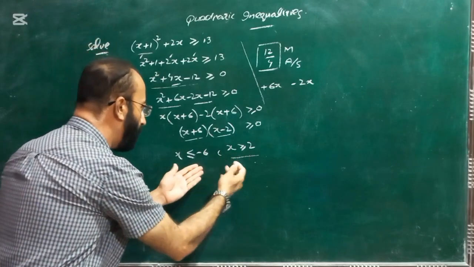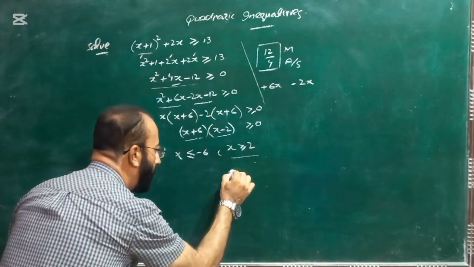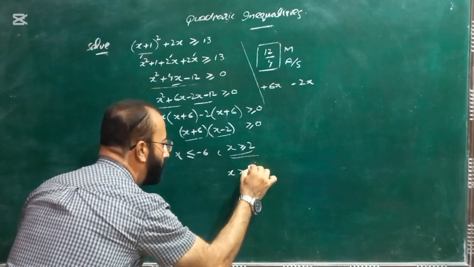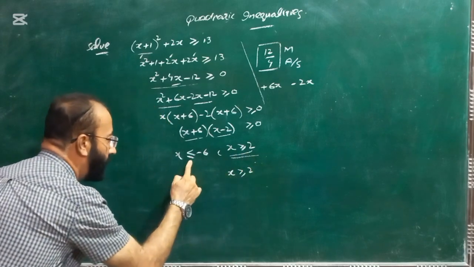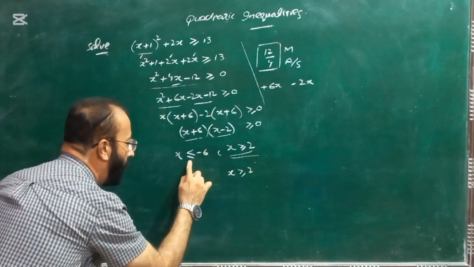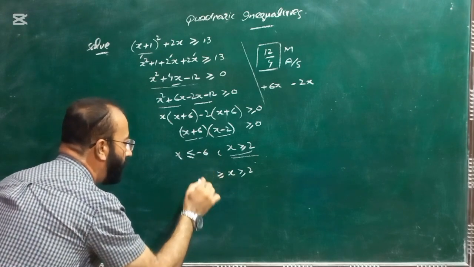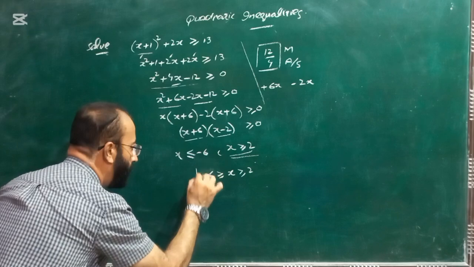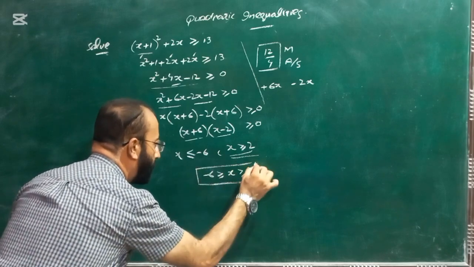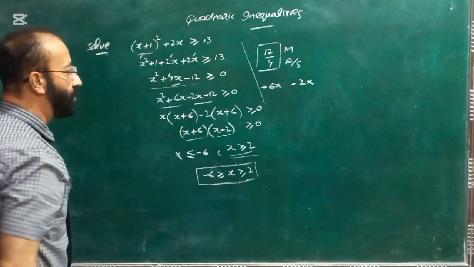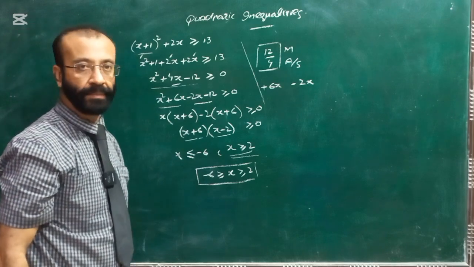Now we are going to combine these two values. So x is greater than or equal to 2 will be written first, and x is less than or equal to −6. So this is the answer. We have combined these two values. So this is the answer.